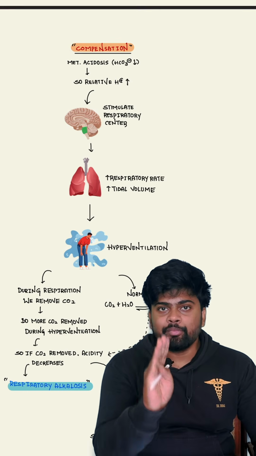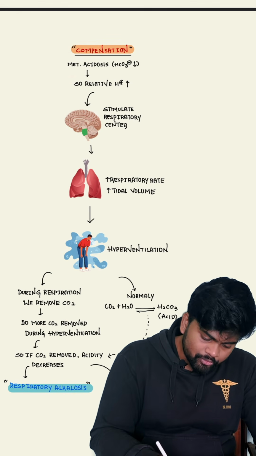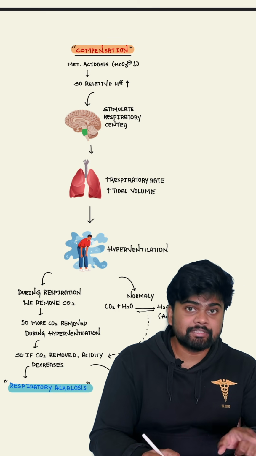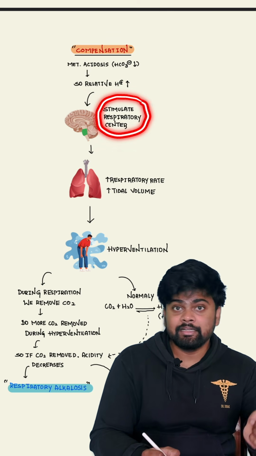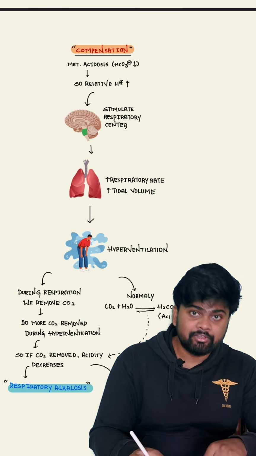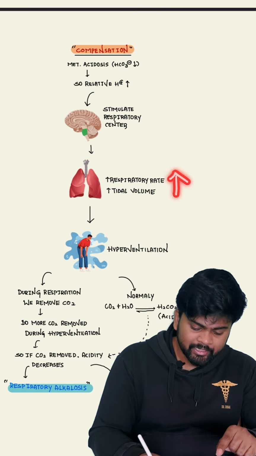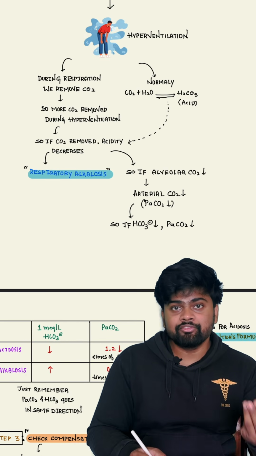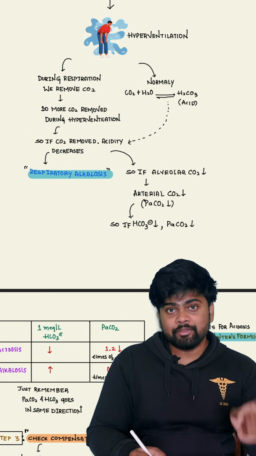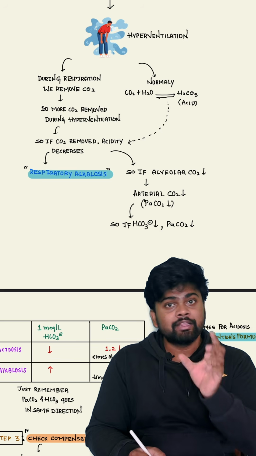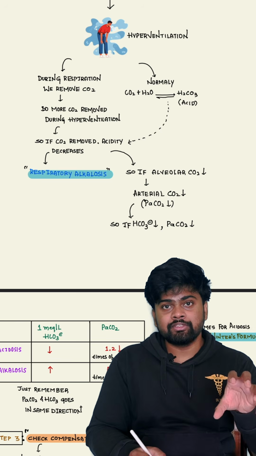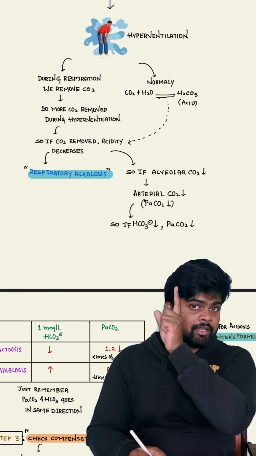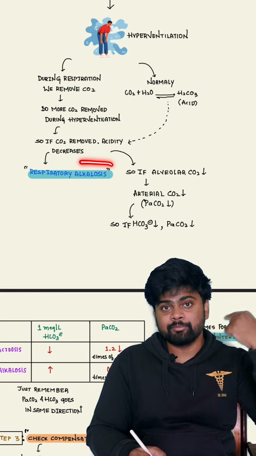Step 3, that is compensation. What is compensation? Whenever there is metabolic acidosis, that is bicarbonate decrease, relative H plus will increase. This relative H plus increase will stimulate the brain center, that is the respiratory center. The respiratory center will in turn increase the respiratory rate and tidal volume. So there will be hyperventilation. Whenever there is hyperventilation, more CO2 is removed. So we know that CO2 plus H2O will form H2CO3, that is carbonic acid. So if CO2 is removed, the carbonic acid is decreased. So there will be alkalosis. So in order to tackle metabolic acidosis, the respiration will produce respiratory alkalosis.